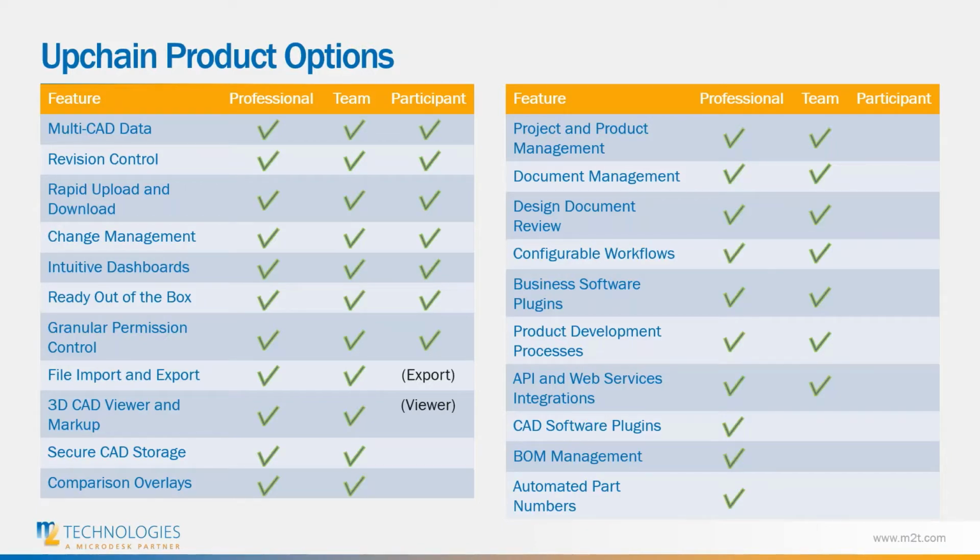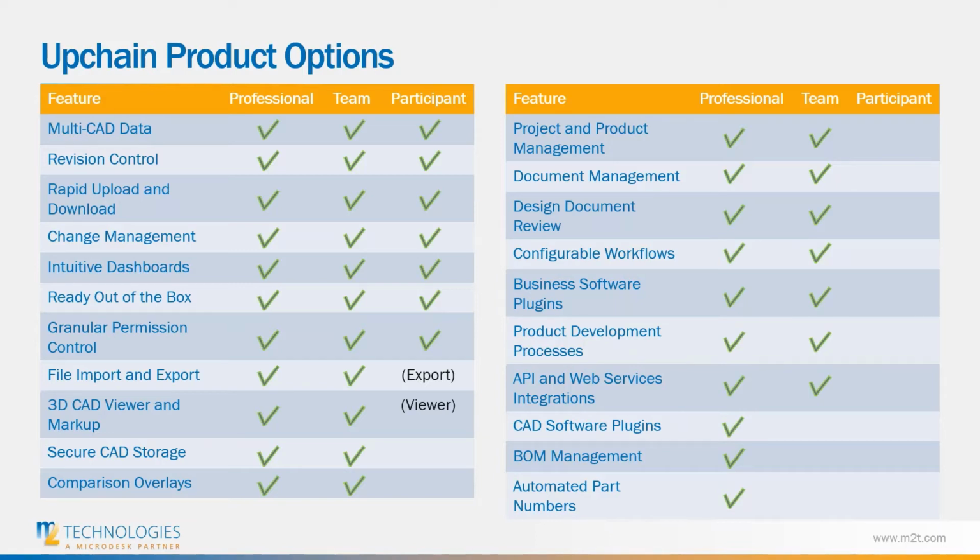There are 3 different product options for Upchain for the different levels of access needed: professional, team, and participant. Professional is the top tier for Upchain and has access to all the features included. This is best used for key engineers and management who will need access to creating new CAD files, using those plugins, and managing all of the items.